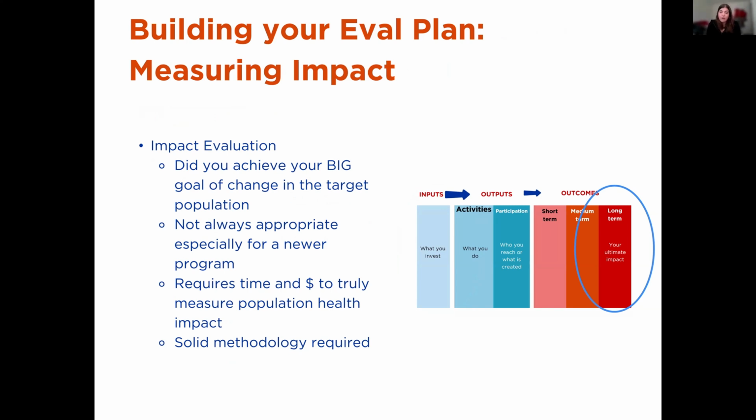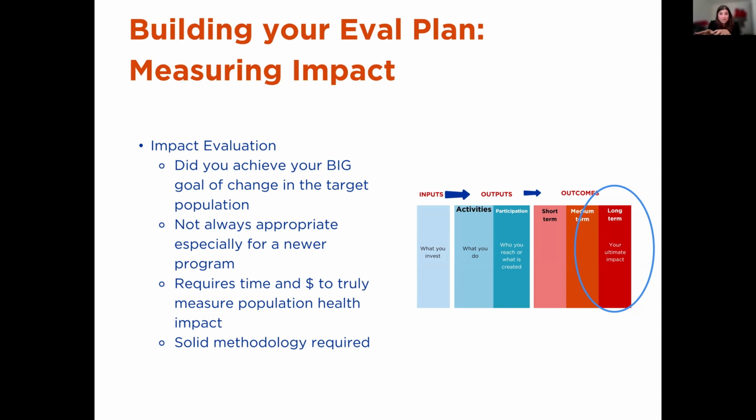Also very important, but more on the academic side: impact evaluation, right? As I already said, different programs have different ideas of what long-term impact versus shorter-term impact is, right? But any kind of measurement we're trying to do, we're asking, did you achieve your big goal of change in the target population, right? So for most public health and health-related programs, was there population-level change?